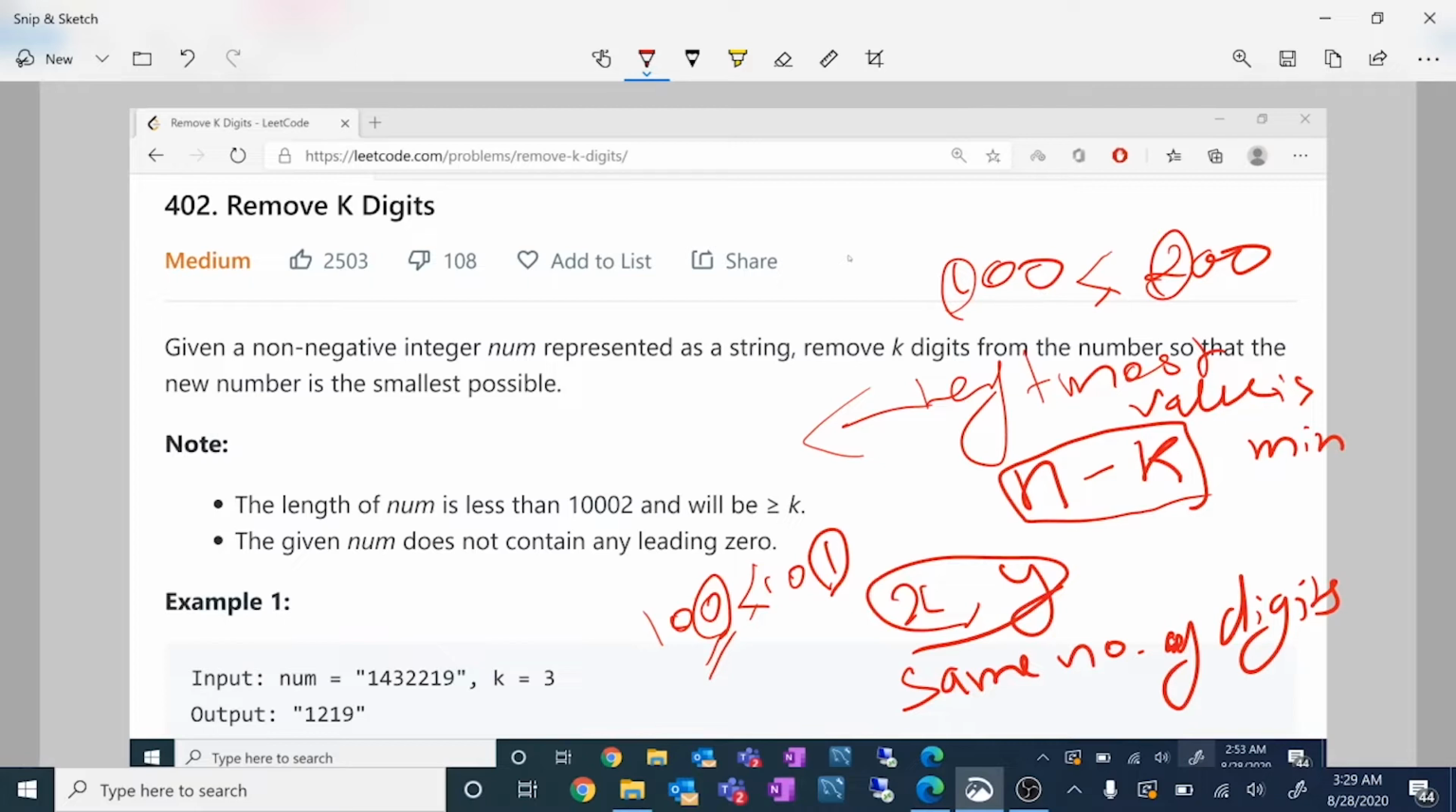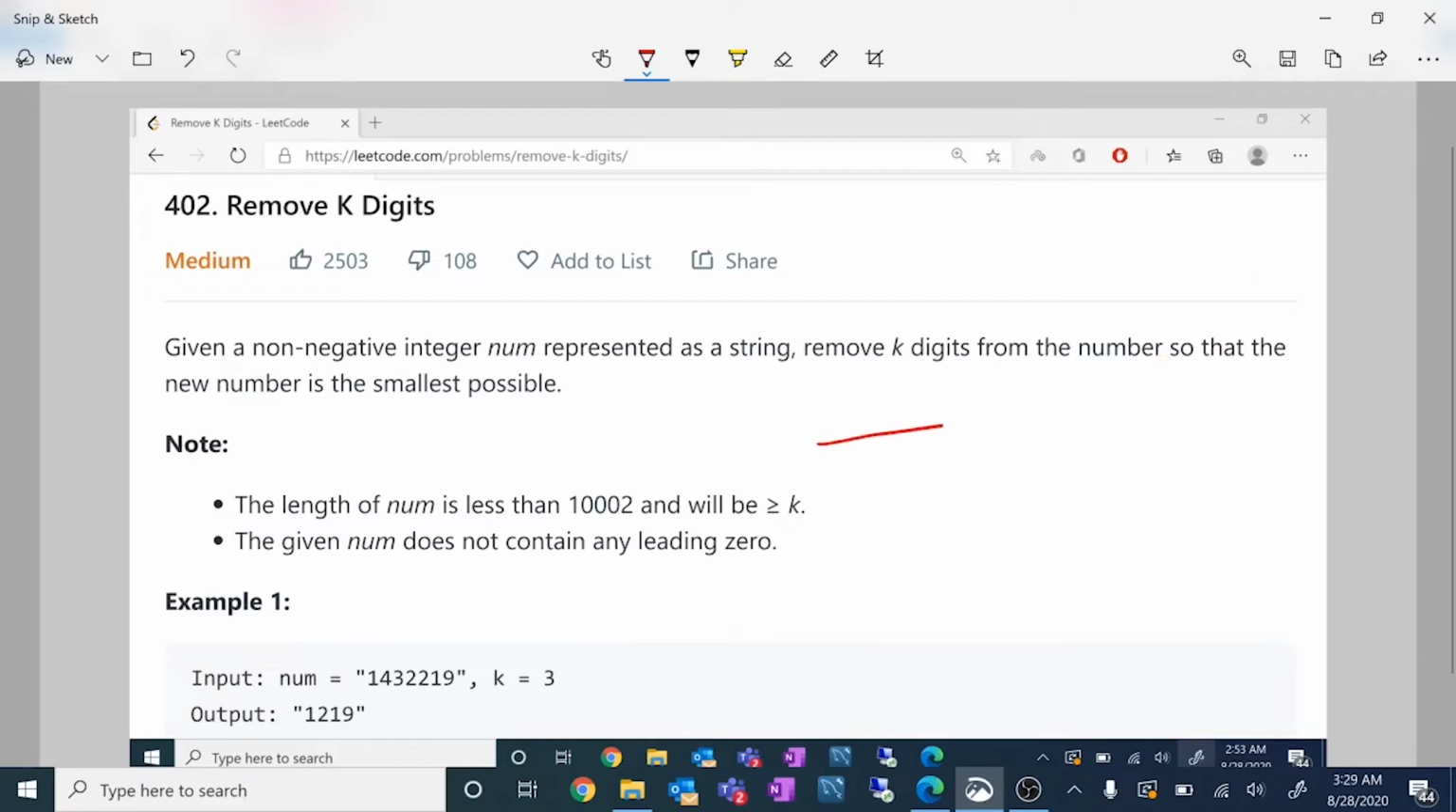Now let's see how we can exploit this fact for this question. See, what I'm going to do is traverse from left to right.